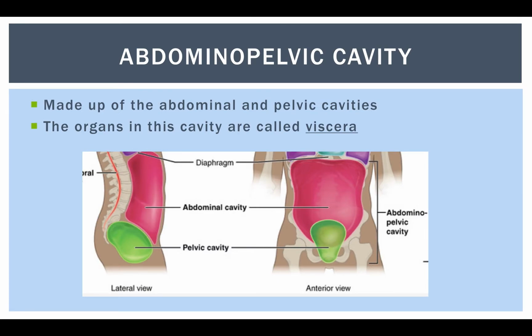Next, we have the abdominopelvic cavity. The abdominopelvic cavity gets its name because it's made up of the abdominal and the pelvic cavities. And the reason it can be called one cavity is because, unlike the thoracic cavity, there's no real dividing line between the abdominal cavity and the pelvic cavity. There's no diaphragm or other type of organ or membrane that really separates the two. They kind of merge into one. The organs in this cavity are called viscera.